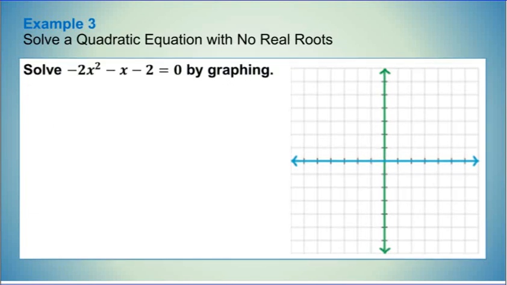Next ones are example 3. There's no real solutions. That means they don't cross the x-axis. So if we solve this by graphing, again, we're going to find the axis of symmetry. So -1 divided by 2 times -2 gives us 1 over -4. So if I count by halves, this would be -1/4 right here.